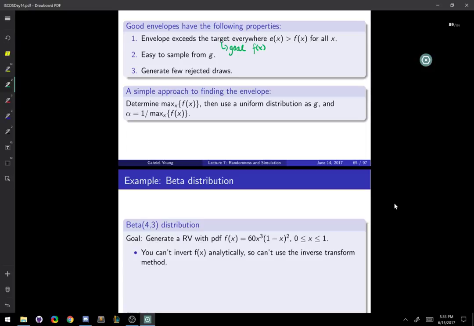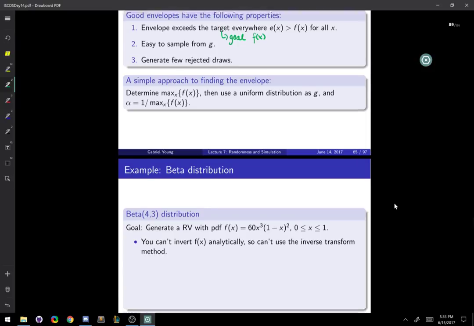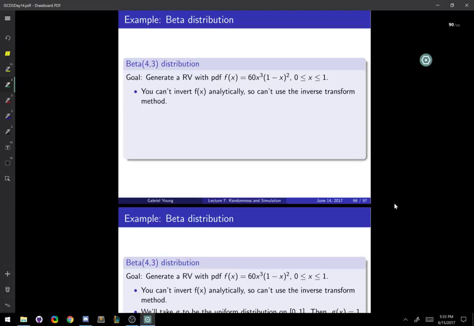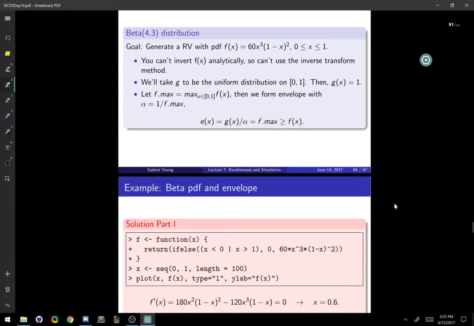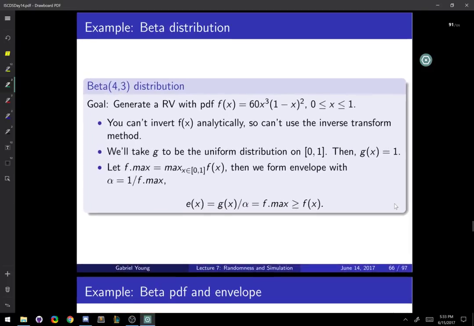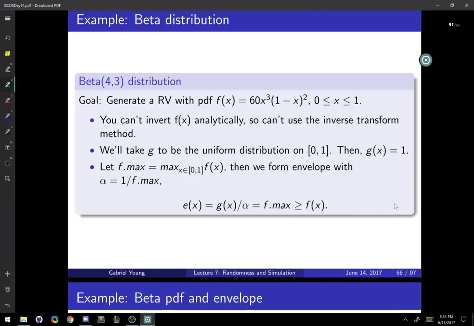So here's a special beta distribution. Let's just simulate from this beta for fun. Even though we have the capability to simulate from a beta, it's just more illustrating the rejection algorithm. So the function 60x cubed times (1 minus x), right? So if you look at that, you know it crosses zero at 0 and 1. Does that make sense?